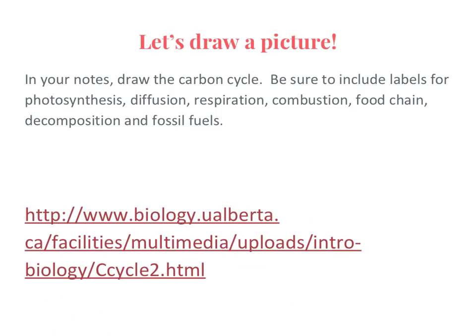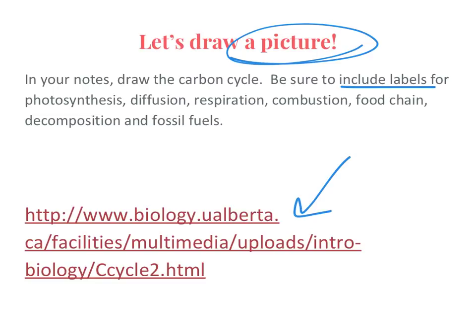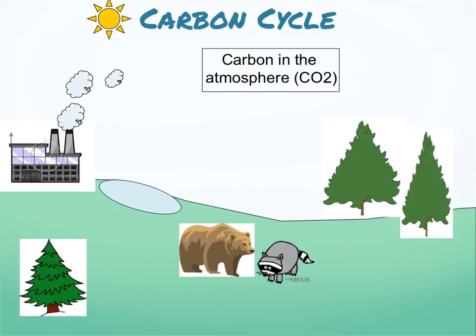So we want to create an image on our notes to represent the carbon cycle and include arrows and labels for all the different terms in our carbon cycle. Here is a link that you can use from your notes or here to see a moving diagram similar to ours, but we're going to make one from scratch here.